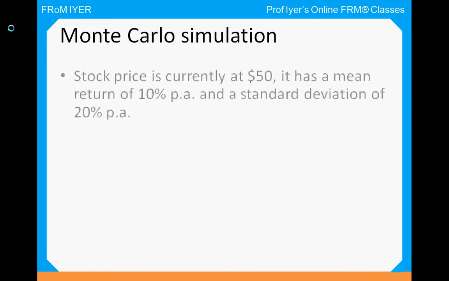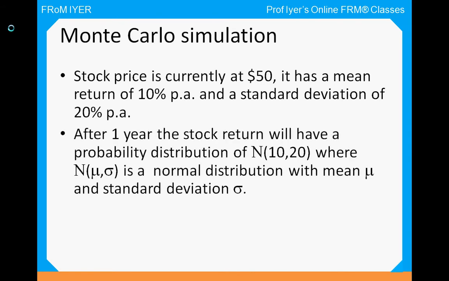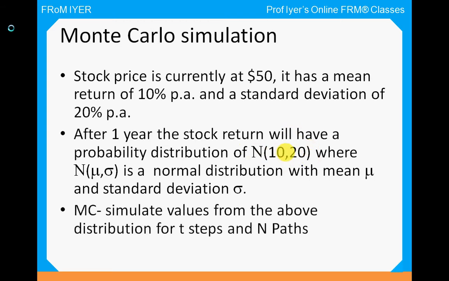Now the Monte Carlo simulation boils down to saying that if the current stock price is $50 and the mean return is 10% and the standard deviation is 20%, at the end of 1 year, the stock return will have a probability distribution of N(10, 20), where N(mu, sigma) is a normal distribution with mean mu and standard deviation sigma. So the Monte Carlo simulation is basically going to allow us to simulate values from these parameters mu and sigma, so that we are going to get many stock prices.